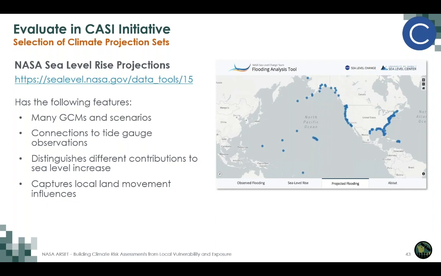That tool actually allows us to distinguish between contributions to sea level rise, including from different ice sheets and local land subsidence and elevation changes that could come from things like groundwater extraction, oil extraction, and even rebounds of the land surface from the last ice age compressions.